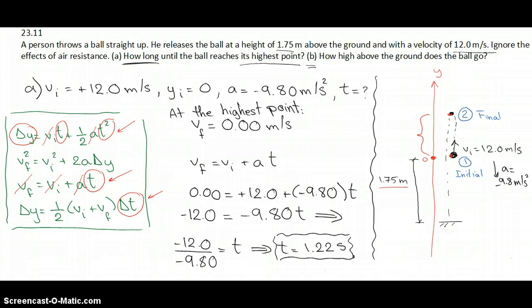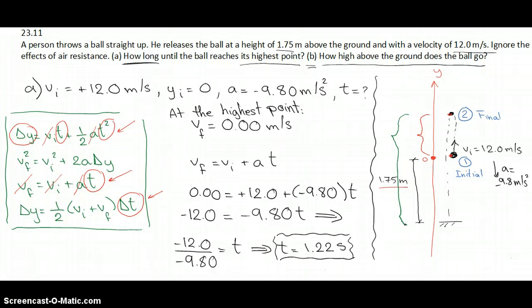Now let's think about question B. Question B says, how high above the ground does the ball go? So we're still looking at this point. How high above the ground? They still want the maximum height, but above the ground. What they ask for in this question is the whole length above the ground.